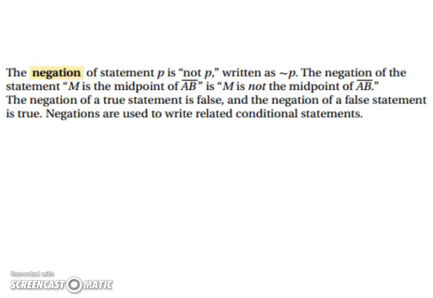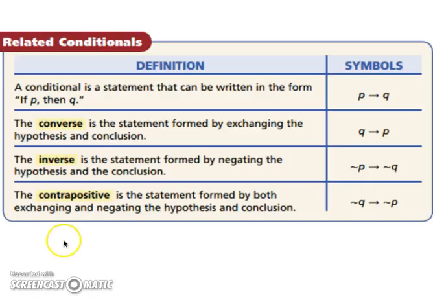So the negation of a true statement is false. The negation of a false statement is true. Basically, negation just has the opposite value because you're putting not in front of it. Or if it had the word not, it suddenly doesn't have that word in there anymore. Looking at a few examples might help, but first let's look at the converse, inverse, and contrapositive.